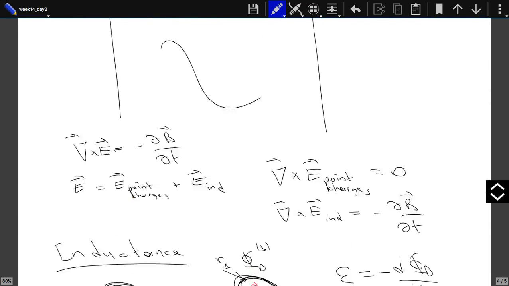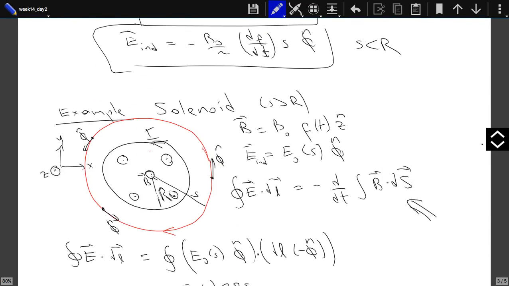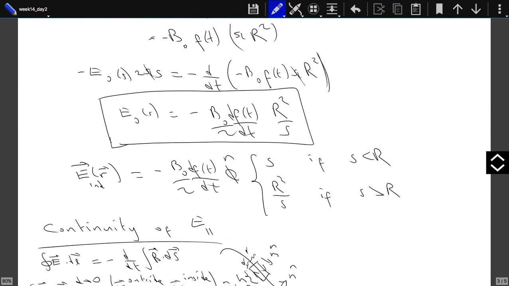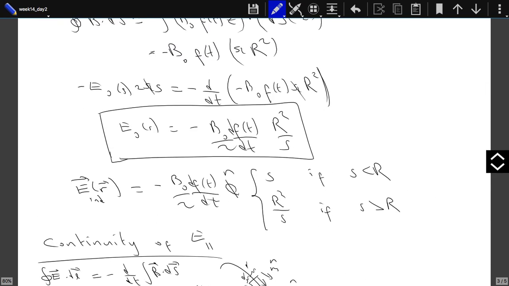Now, let's go back to over here. We calculate this induced EMF. Basically, we need flux to calculate the induced EMF. That's one thing that we will need. But you see that the induced EMF is non-zero at s equal to R.